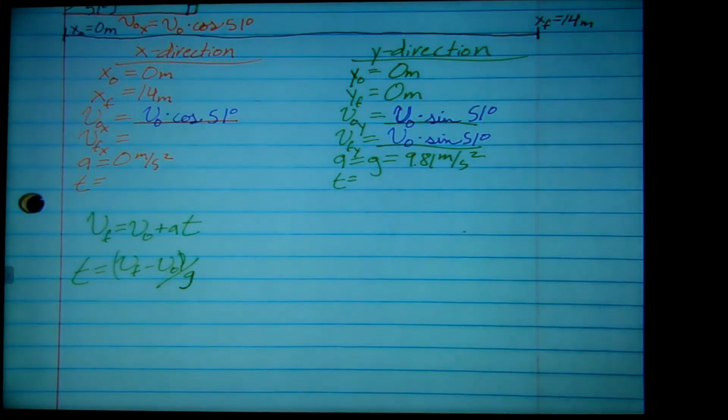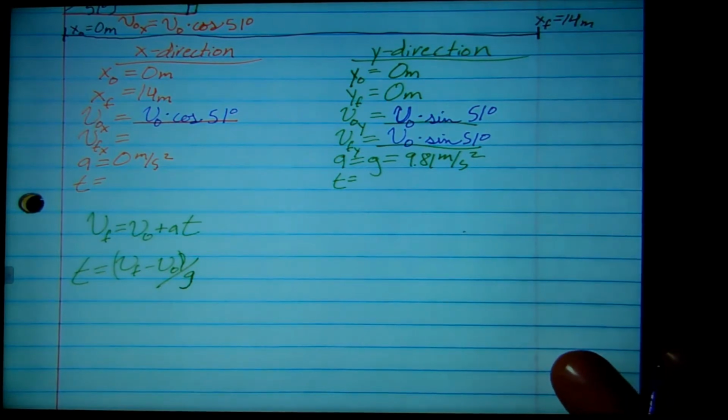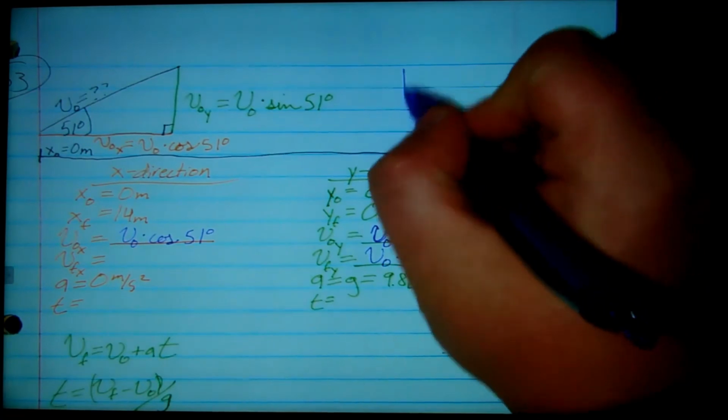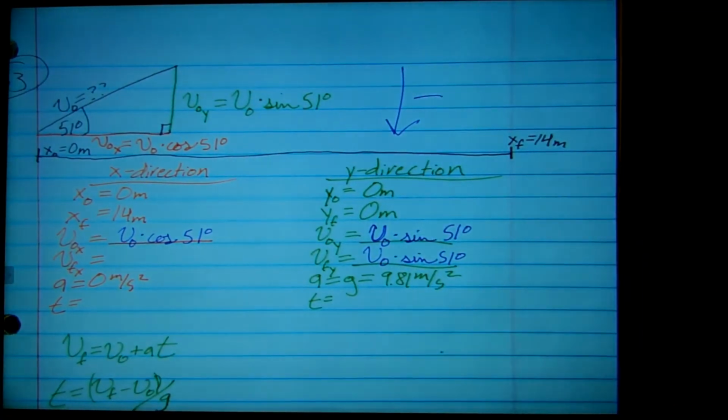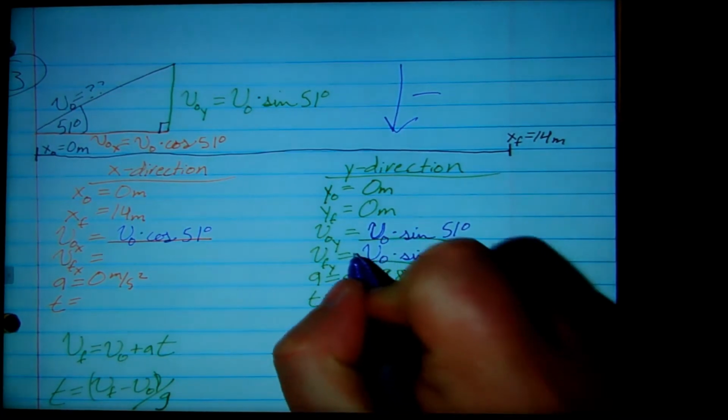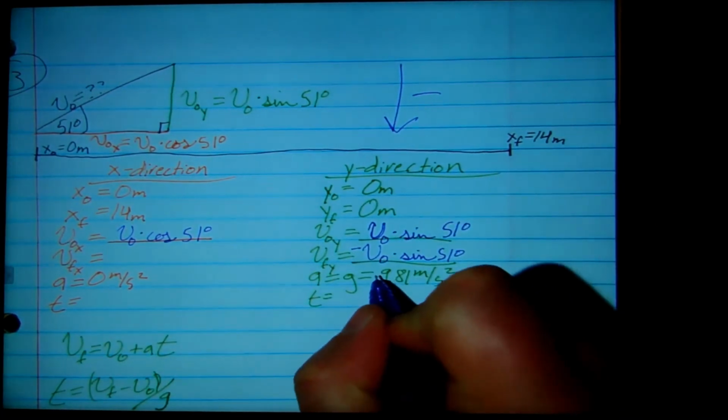These are traveling in opposite directions, so they've got to have an opposite sign, which means we're going to have to choose what's going to be positive and what's going to be negative. And I'll let you choose. Down is negative. All right, down is negative, which therefore makes our final velocity negative and our gravity negative.